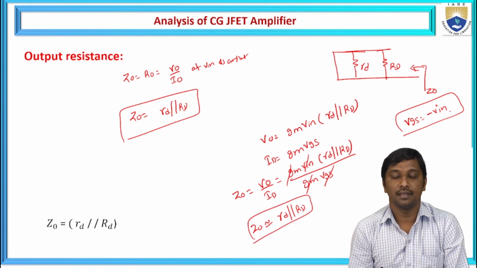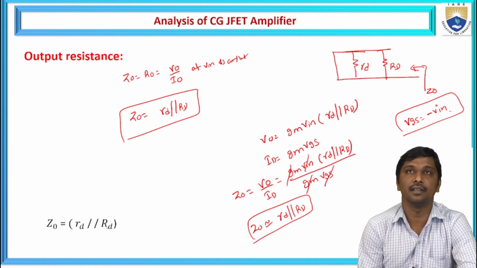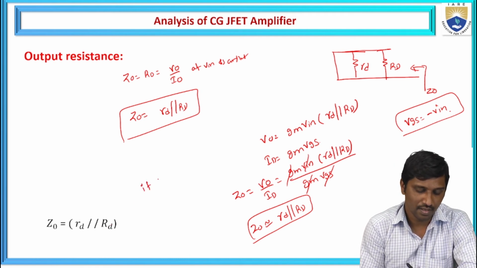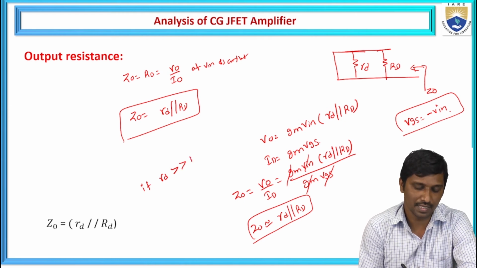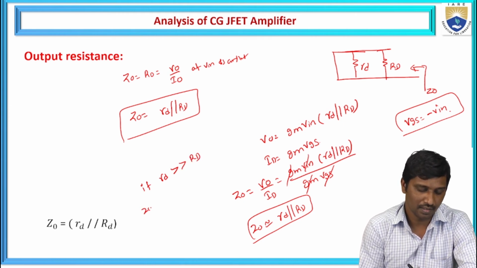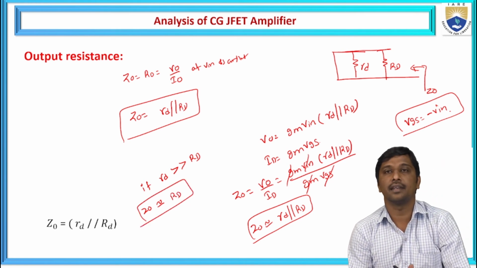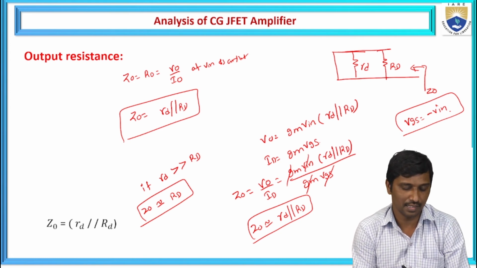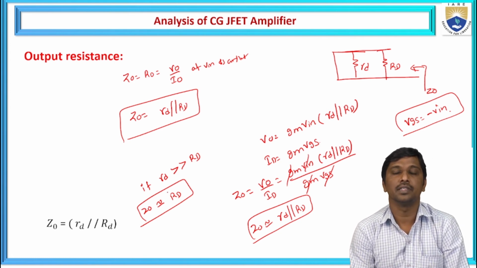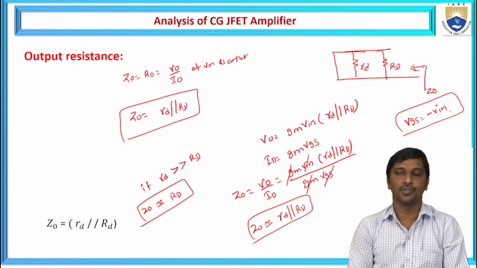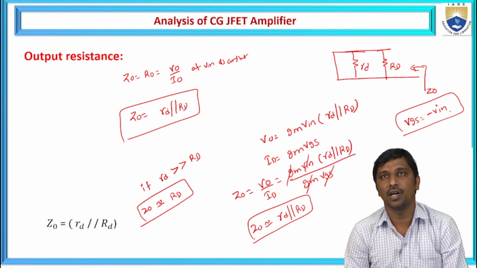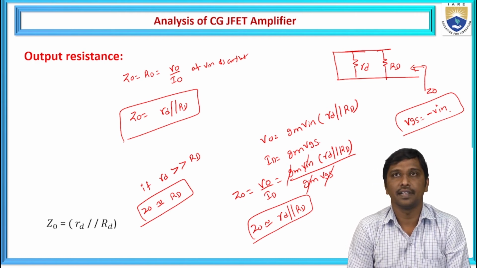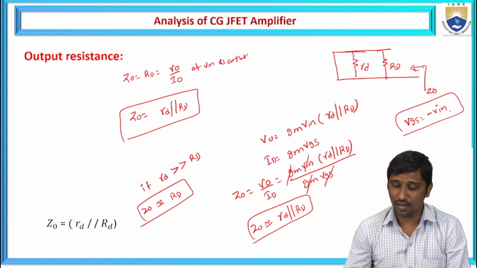Under this condition, and from this representation, let us consider if the small rd, or internal AC resistance, is much greater than the capital RD. Then Z0 is approximately equal to the external impedance, or load resistance, that is RD. So these are the parameters we observed by using the common gate JFET amplifier.